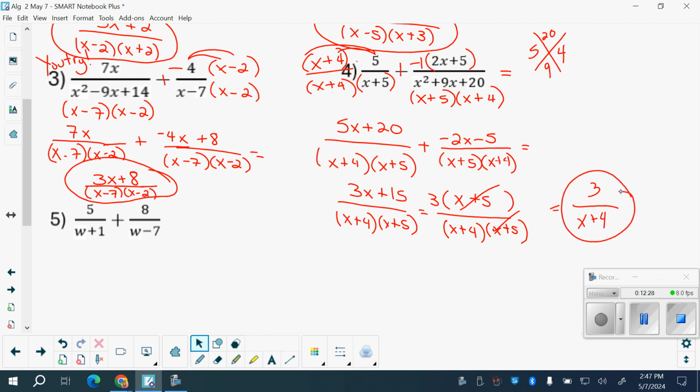Does that make sense? So I factored out a 3 there. So if I take 3 times x, that gives me 3x. 3 times 5 is 15. So last one, number 5, pay attention to this. We have not done one like this yet.